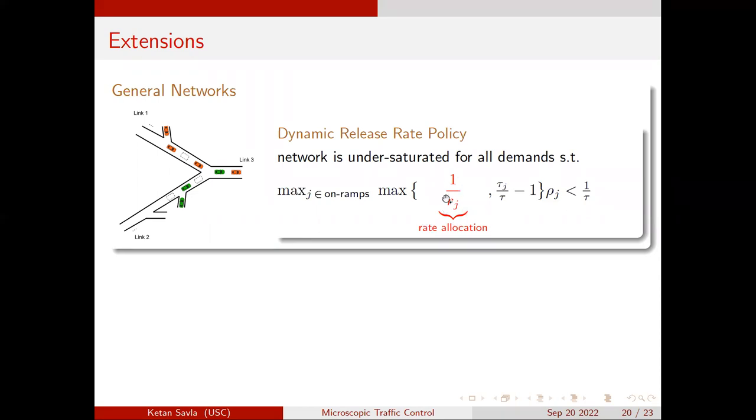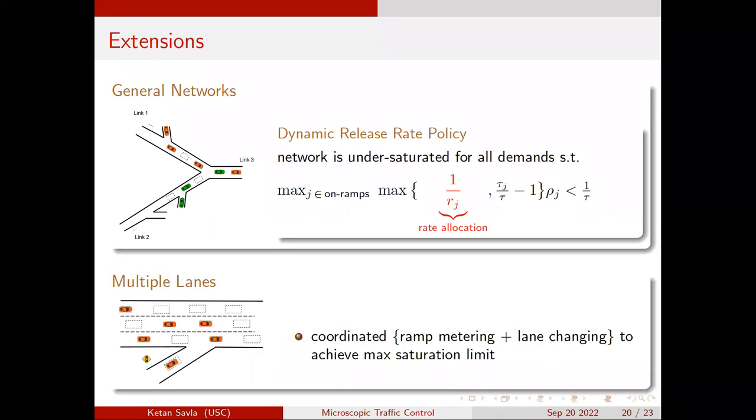Such a rate allocation then affects the saturation limit in the following way that I'm mentioning. The second term inside the max is because of the length of the ramp, this tau j over tau. So low ramp speeds, low merging speeds, induce a gap between the max limit and what you can achieve. But the rate allocation also does that. So this first term is because of the merge, and the second term is because of the local geometry, whether the ramp is big or small.